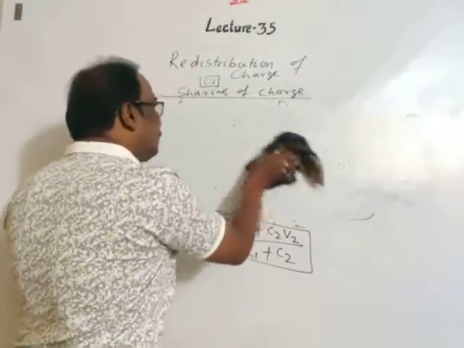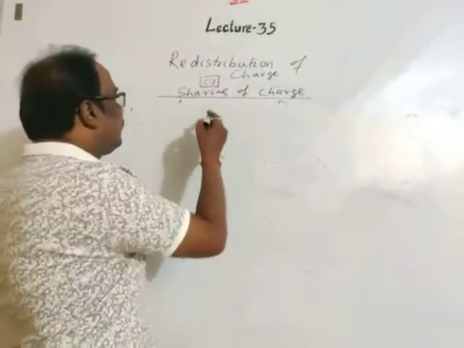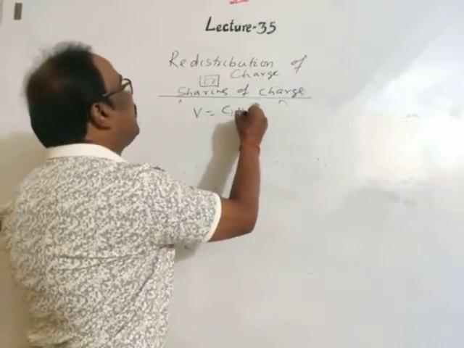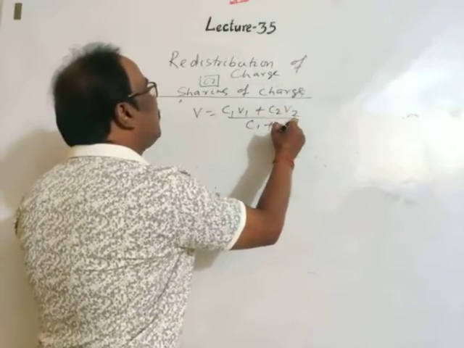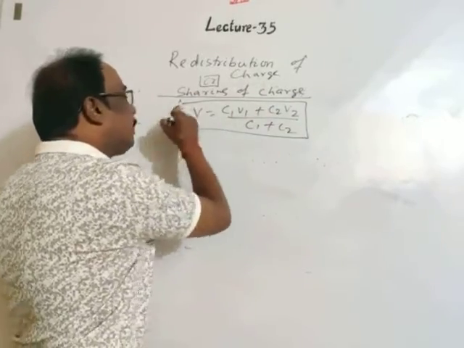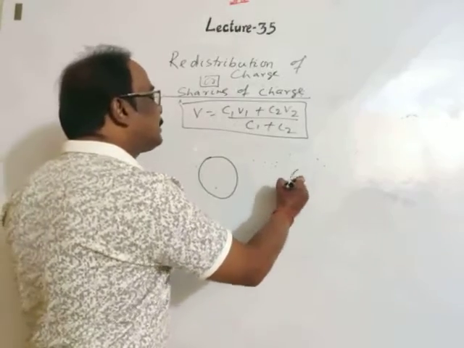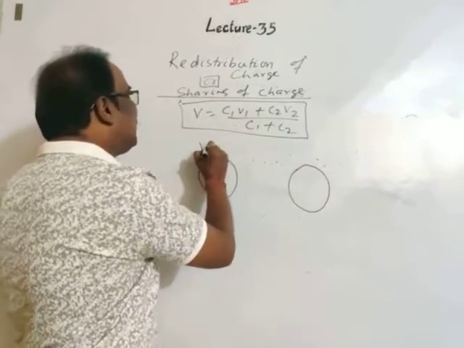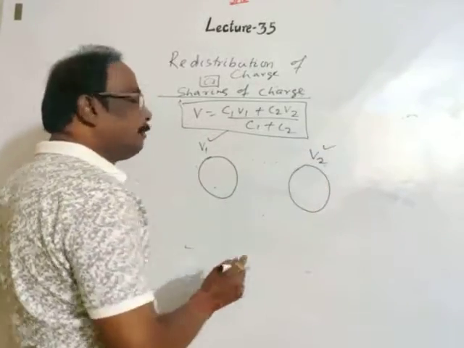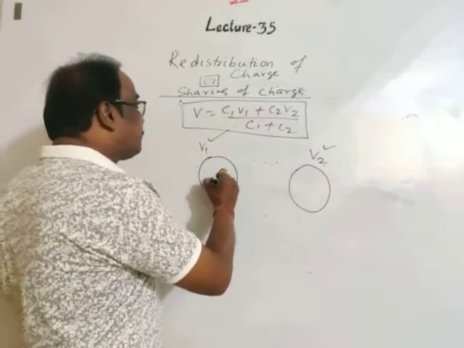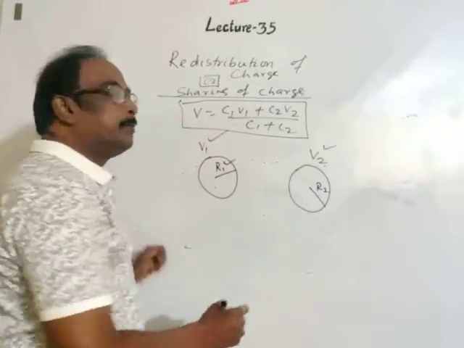This is the formula for common potential: V is equal to C1 V1 plus C2 V2 divided by C1 plus C2. So let's consider two spheres. Potential is V1, it is given. Potential is V2, this is given. Radius of the sphere R1 is given and radius of the sphere R2 is given.